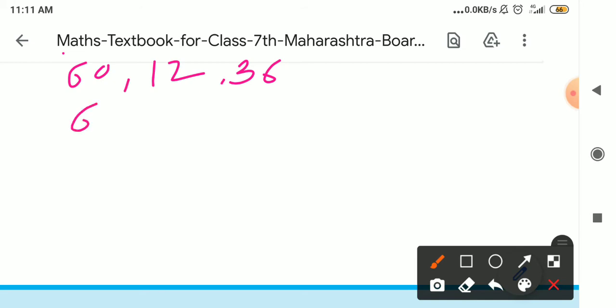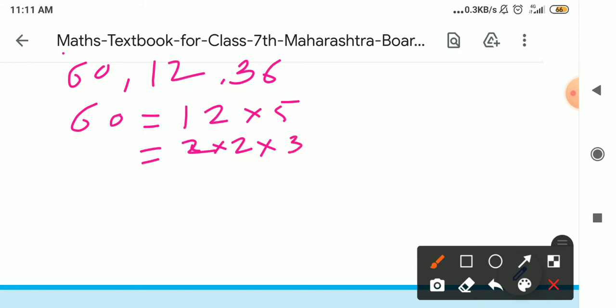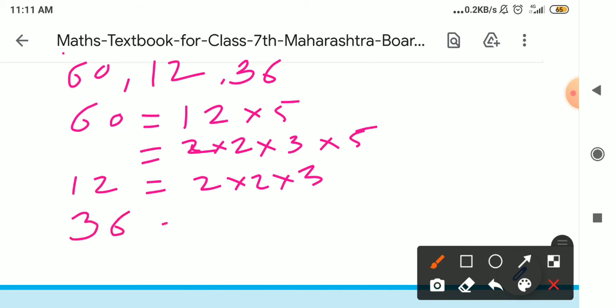60's factors are, which are the factors? 12 5s are 60. Okay? Means 2 into 2 into 2, 2 2s are 4, 4 3s are 12, 12 into 5, 60. 12's factors are 2 into 2 into 3, 2 2s are 4, 4 3s are 12. 36's factors are 2 into 2 into 3 into 3. Okay? Why I wrote this?